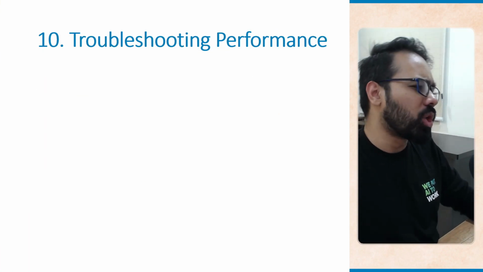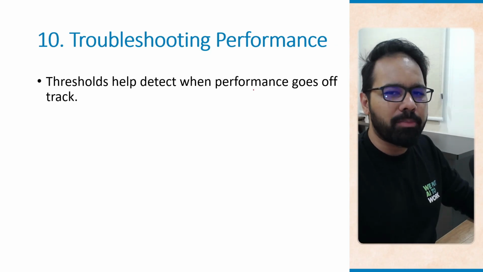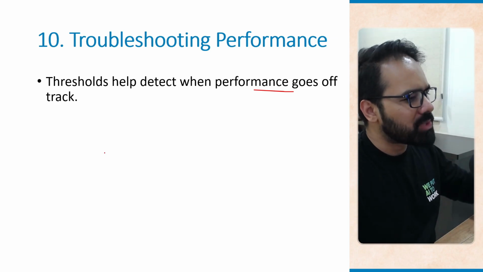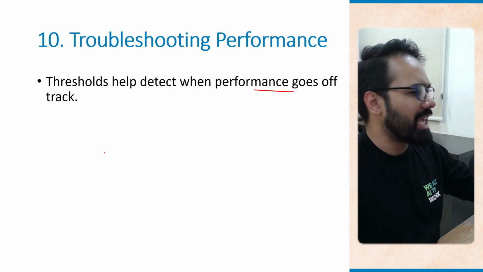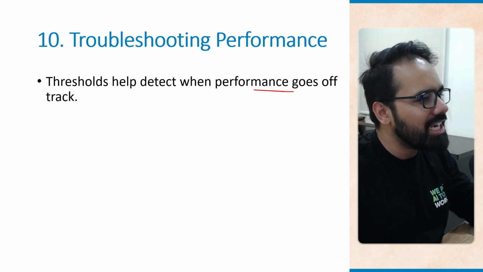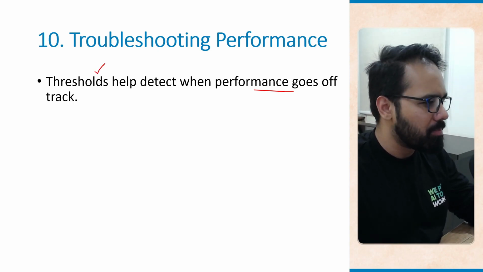Okay, let's talk about troubleshooting performance. Now, thresholds help detect when performance goes off track. For example, if website hosting costs exceed 20% of the planned budget, it signals the need for action. So you should always have thresholds in place.